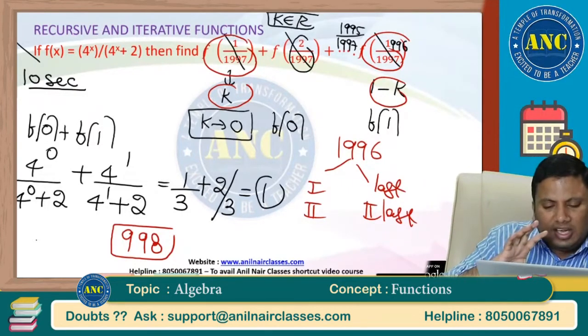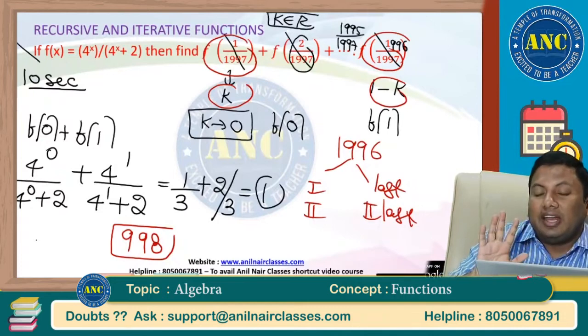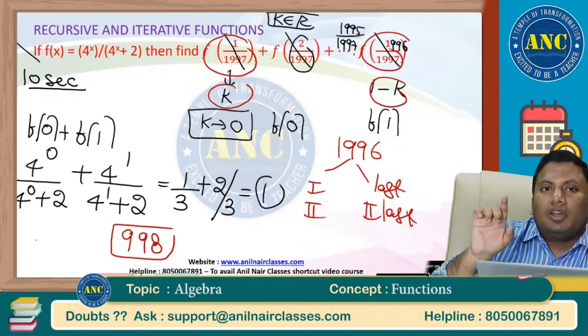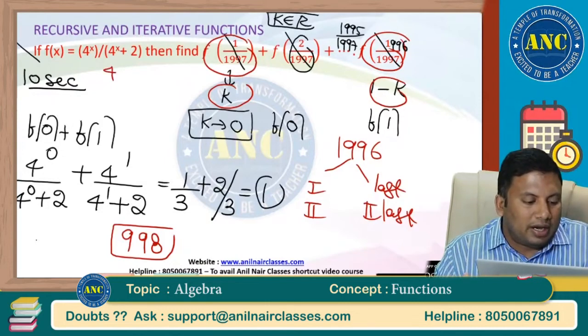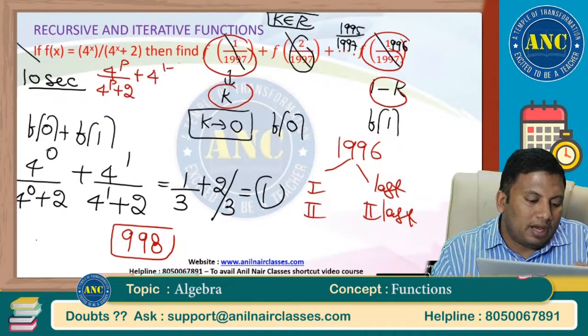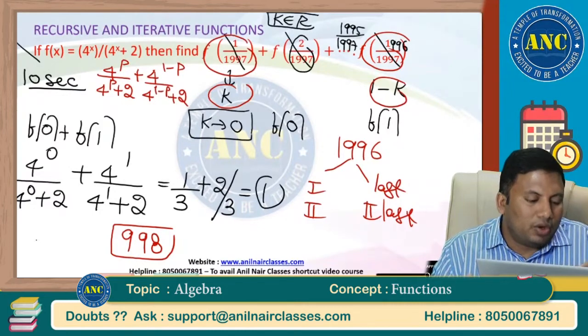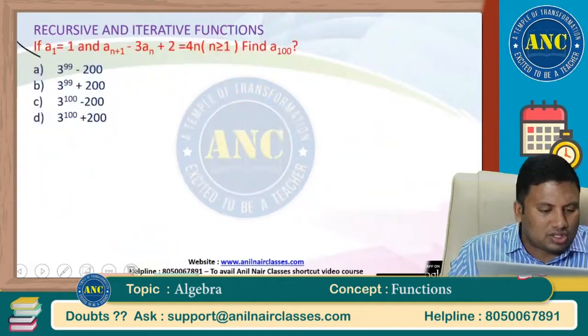Just what he is trying to do is create a fear by giving these odd fractional values. 1 by 1997, if I take it as p, the last value is nothing but 1 minus p. So you can also do it by doing 4 power p by 4 power p plus 2, and put 4 power 1 minus p by 4 power 1 minus p plus 2. Do it, you will get the same answer. Unnecessarily do not waste too much time.